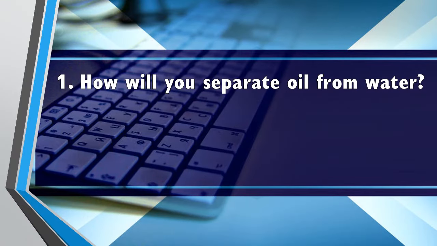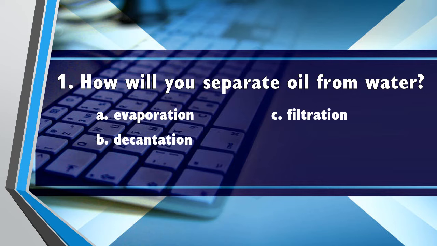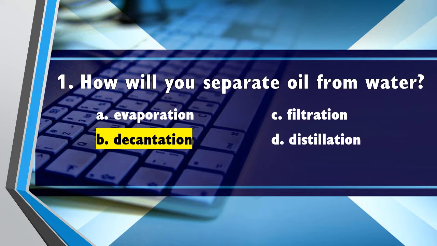Number 1. How will you separate oil from water? A. Evaporation. B. Decantation. C. Filtration. D. Distillation. The correct answer is letter B. Decantation.